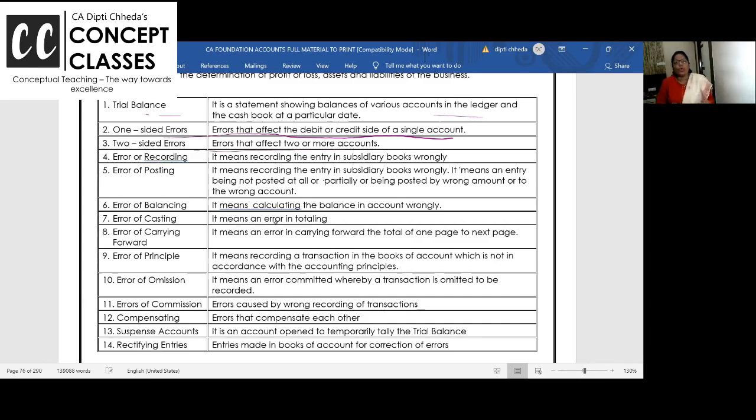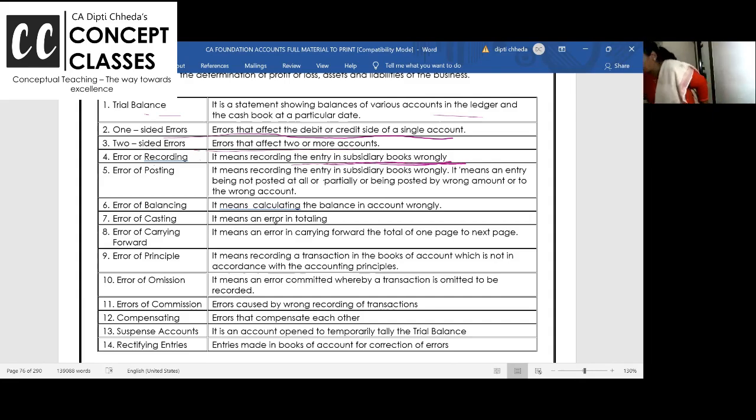Two-sided error, two or more accounts are affected. Okay, right. Error of recording. It means recording the entry in the subsidiary books wrongly. Error of recording means recording the entry in the subsidiary books wrongly. So you have recorded only the entry wrong. Followed?